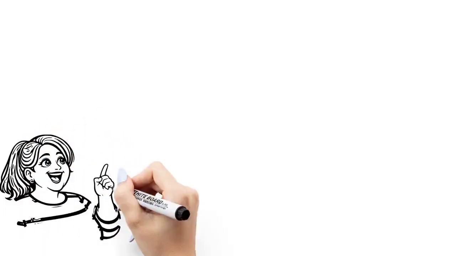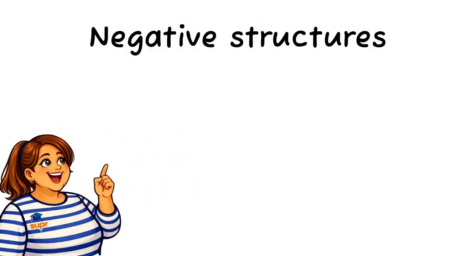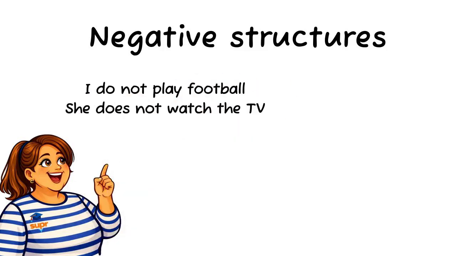So let's start by having a look at what negative structures are. In English, it's quite easy. We just put don't or doesn't into a sentence. For example, I do not play football, or she does not watch the TV. So we have that do not element to make a sentence negative. In French, it's a little bit more complicated. We need a little word ne with all of our negative structures. And then the most common one is pas, which would be the equivalent of doesn't or don't.